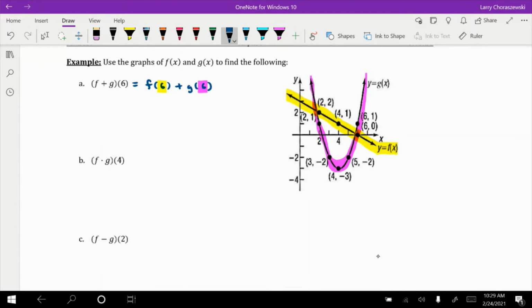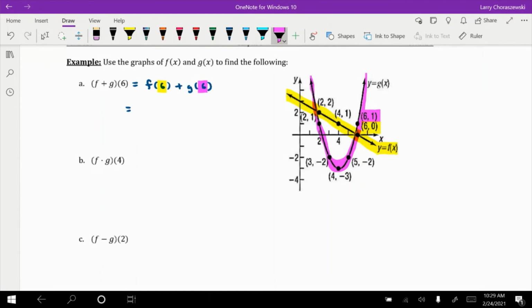Now, let's maybe work part A together, and then I think that'll probably be enough for you guys to actually take care of B through D. F of 6. Now let's look at the yellow graph. Which point on the yellow graph would correspond to an x value of 6? Would it be 6, 1 or 6, 0? 6, 0. Okay. Now g of 6 is going to be found by looking at 6, 1.